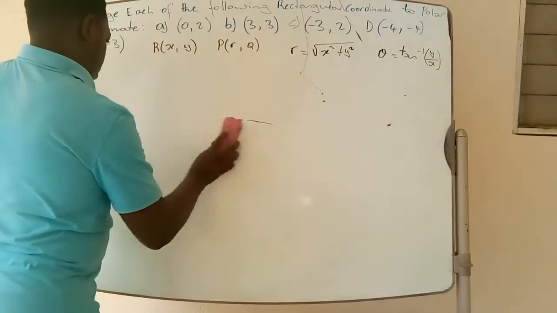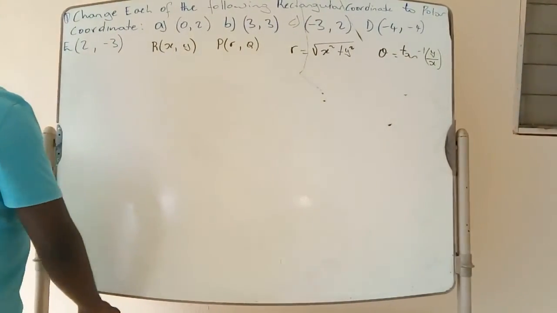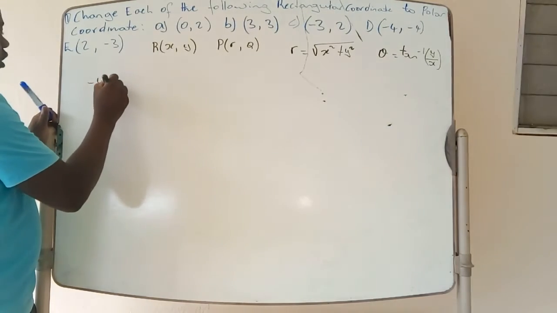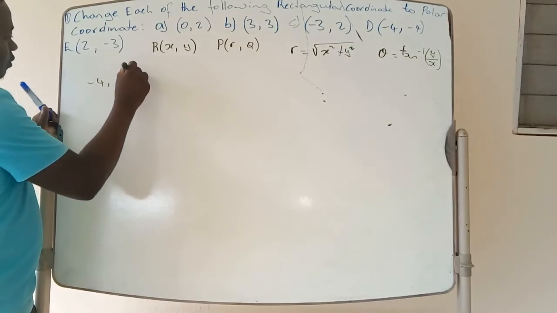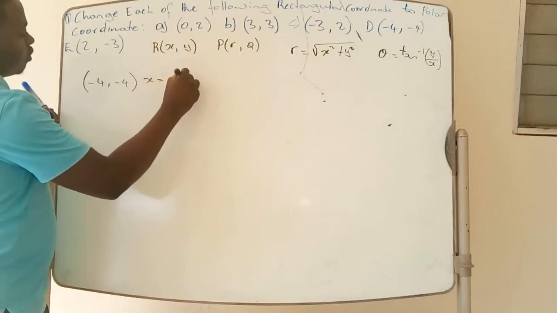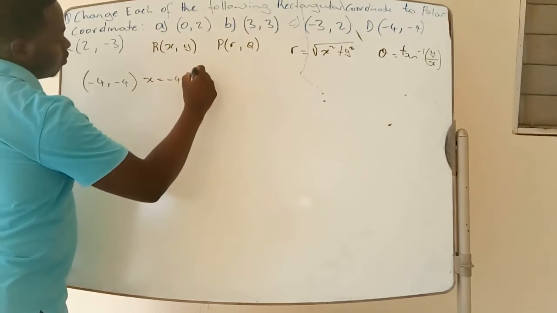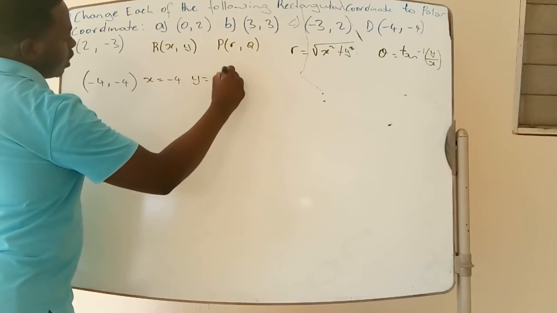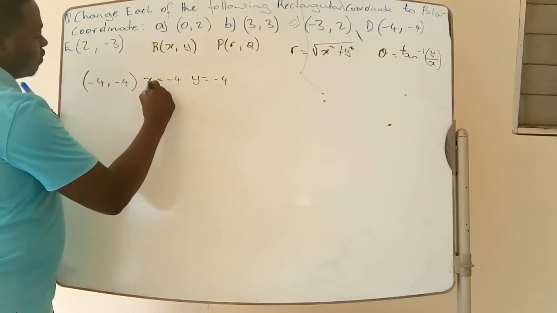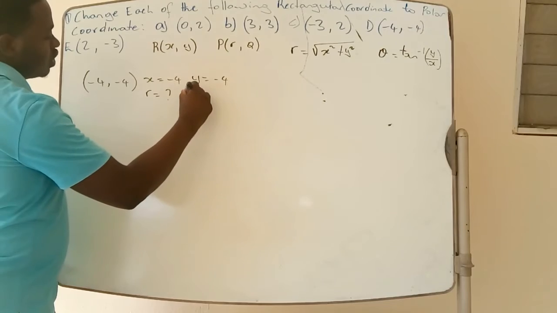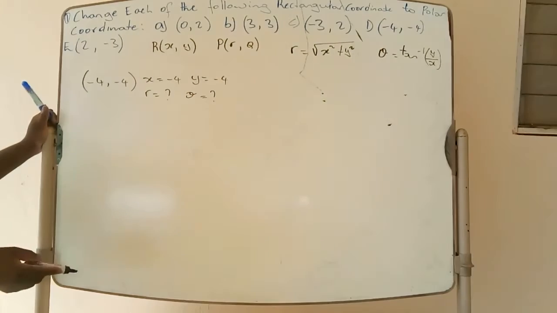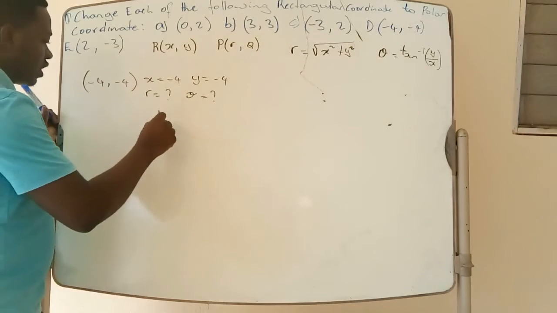Now for part D, we have the coordinate -4, comma, -4. Again, x is equal to -4, and y is equal to -4. And you know what I want to determine, right? I want to determine the value of r and theta. So what are we going to do? We're going to sketch it first.